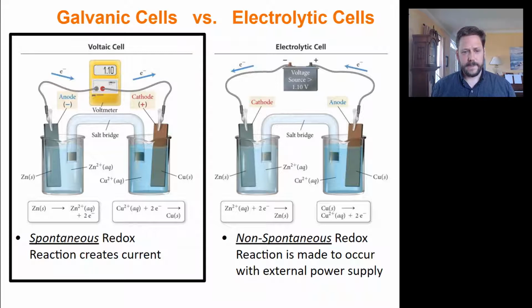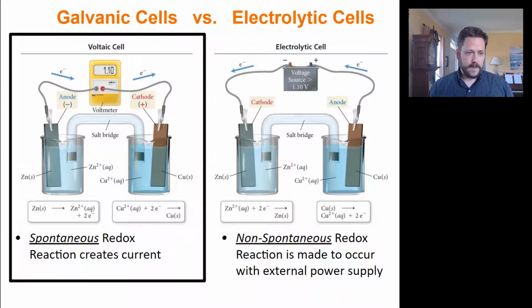On the right, there's an electrolytic cell shown, and that won't be the focus of this video, but just to distinguish between the two, the one on the right is going to drive a non-spontaneous reaction. So instead of using a chemical reaction to generate electricity like we are on the left, on the right we're using a battery to drive a chemical reaction that would otherwise not occur.